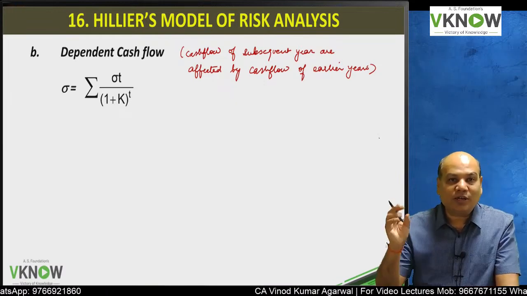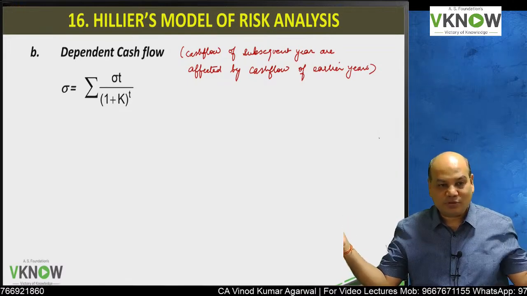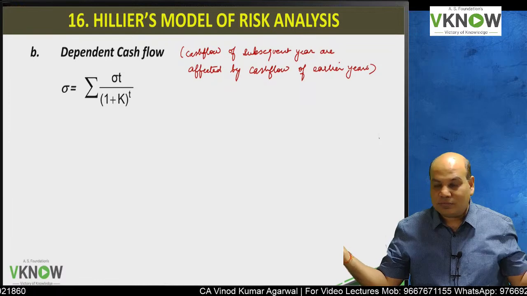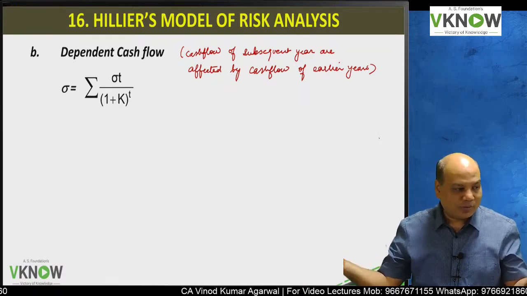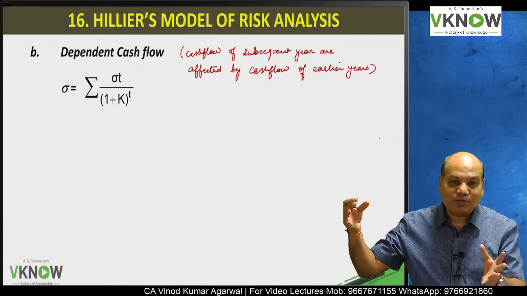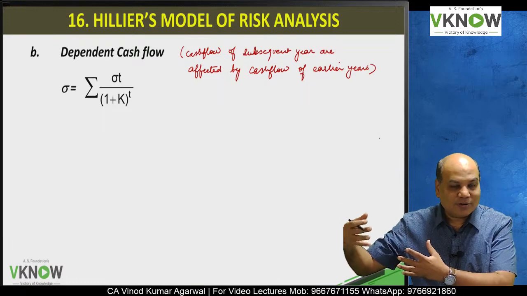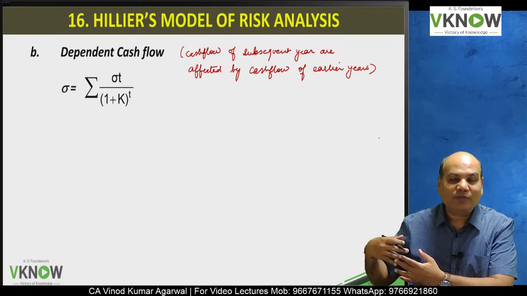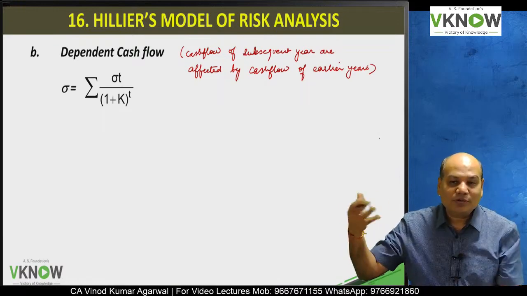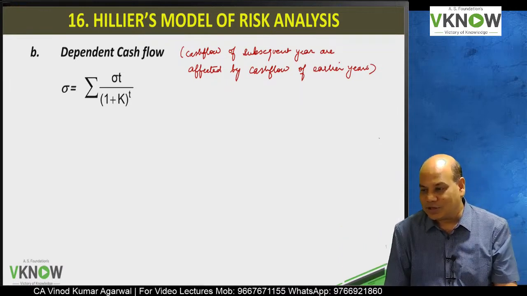But in a movie theater, first week blockbuster movie, people will come. Second week flop movie, people will not come. So here in case of, let's say, a movie business, the cash flow of the second week is not affected by the first week. It will depend on what movie is released in the next week. So that is independent cash flow.